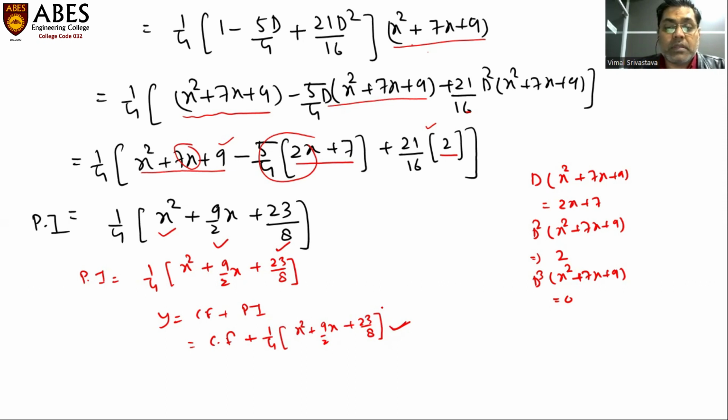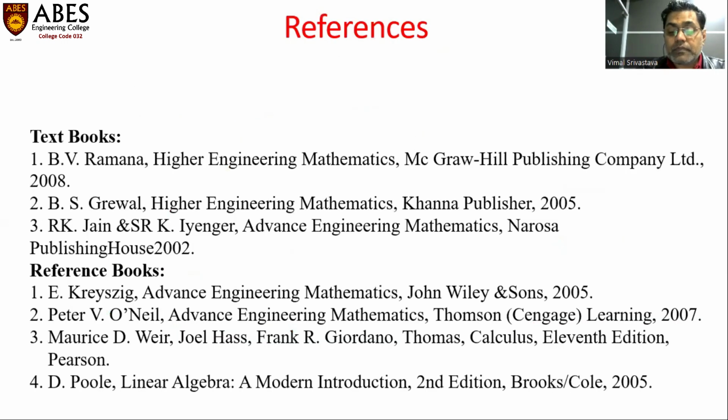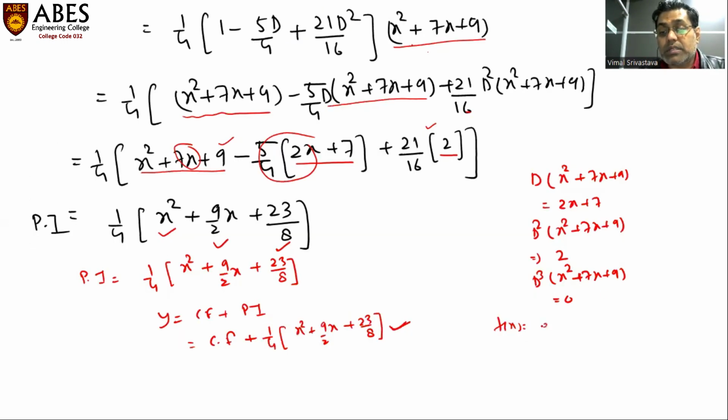So far in our 3 continuous videos, in the first we discussed when f(x) was e raised to power 2x. In the second case, we discussed when f(x) is equal to cos ax or sin ax. In the third, we discussed when f(x) is some polynomial type of function, that is x raised to the power m. In the next videos, we will discuss when f(x) is a combination of these 3.